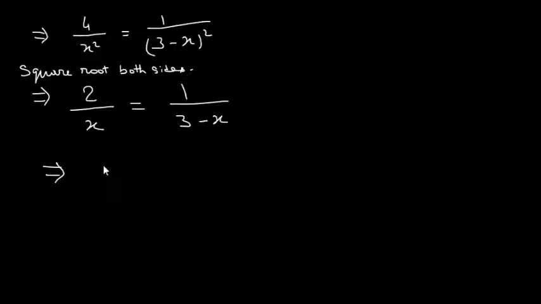Now on cross multiplication, we'll get 6 minus 2x is equal to x. Therefore, 3x is equal to 6, x is equal to 2. So it is 2 meter from Q1 and 1 meter from Q2.